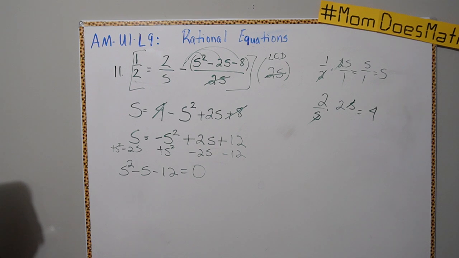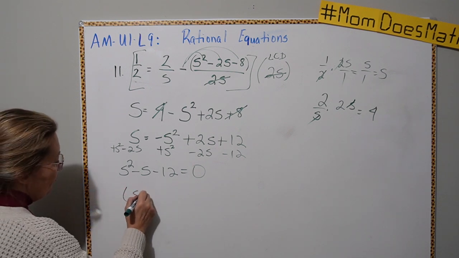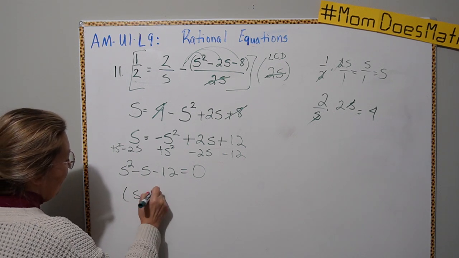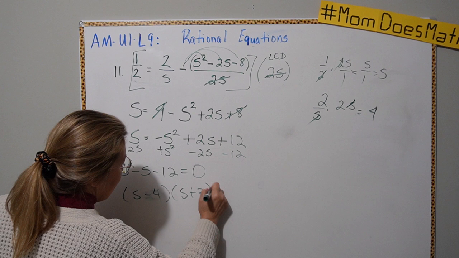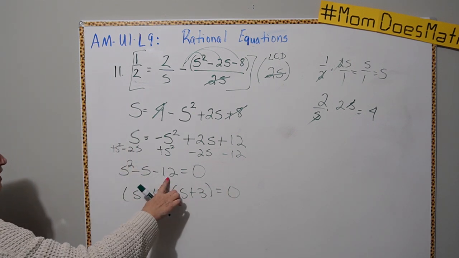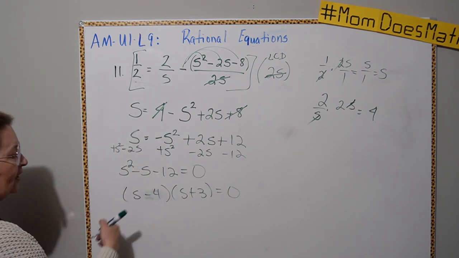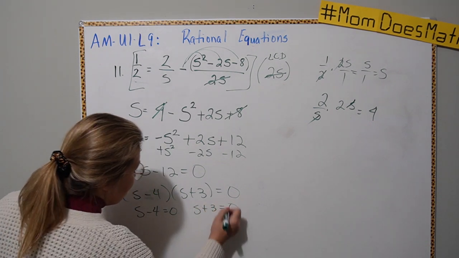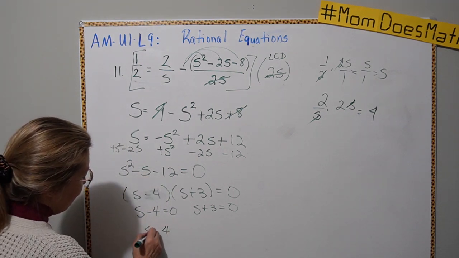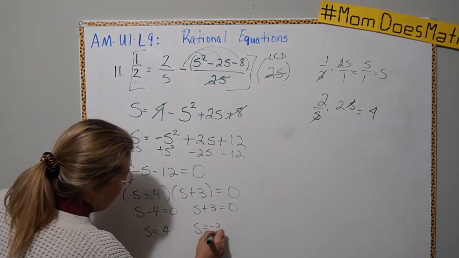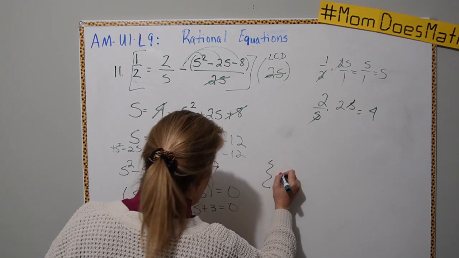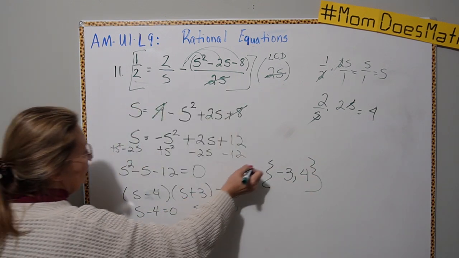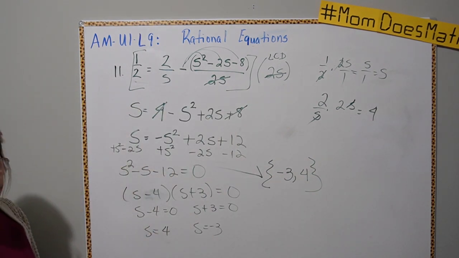Okay, now let's factor. What will factor into this? This will factor into s plus 4. Nope. S minus 4 times s plus 3. Okay, negative 4 times 3 is negative 12, and negative 4 plus 3 is negative 1. And now we're just going to solve. S minus 4 is equal to 0. S plus 3 is equal to 0. So I get s is equal to 4, or s is equal to negative 3. So my answer set is negative 3, positive 4. And if you plug them both in, you will find that they check.